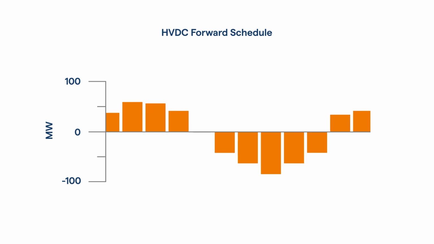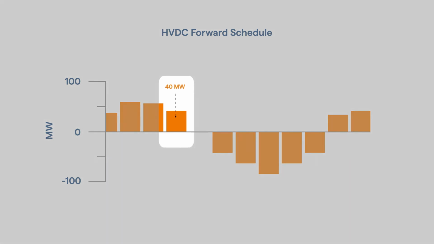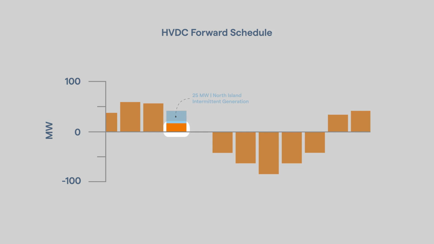For example, the forward schedule may indicate a north transfer of 40 megawatts, indicating that the HVDC will remain in north transfer. However, if actual North Island intermittent generation is 25 megawatts higher in real time than what is forecast in the forward schedules, then the actual HVDC north transfer will be lower than the forecast transfer.